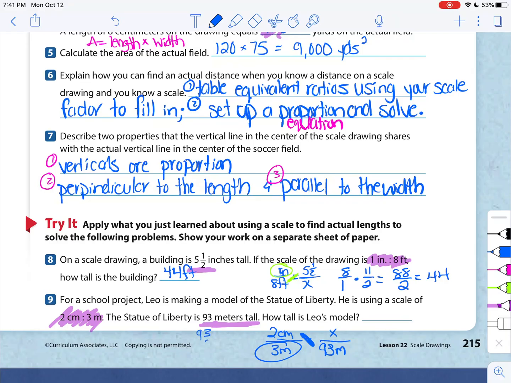So 93 times 2. 2 times 3 is 6. 2 times 9 is 18. So then we're going to do 186 divided by 3. And I'm going to come over here to the side. So 3 into 186. So 3 is going to go into 18 6 times. 6 times 3 is 18. Subtract, we get 0. Bring down your 6. And then 3 is going to go into 6 2 times. For 62 centimeters.